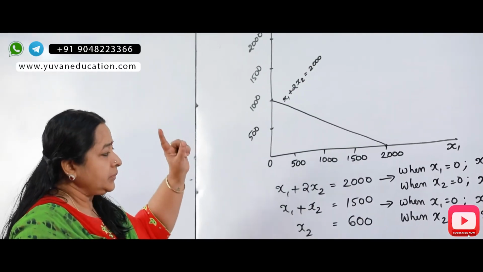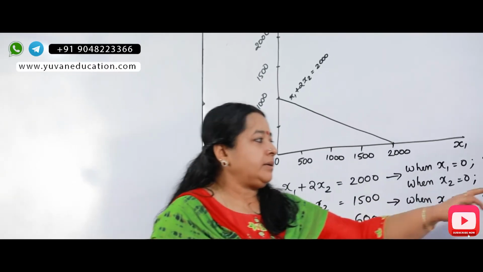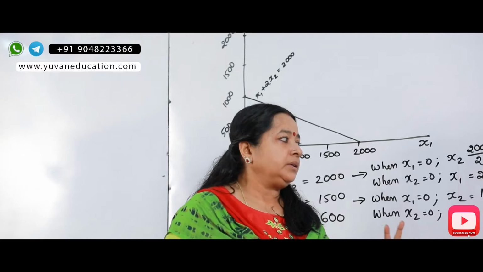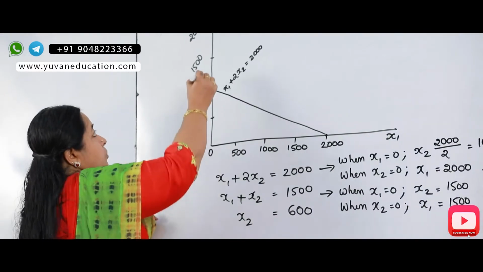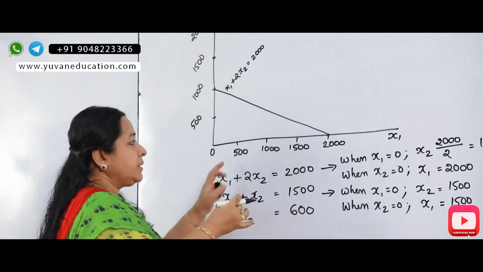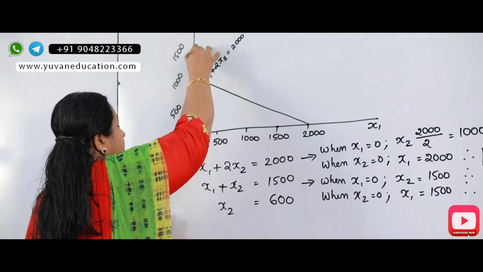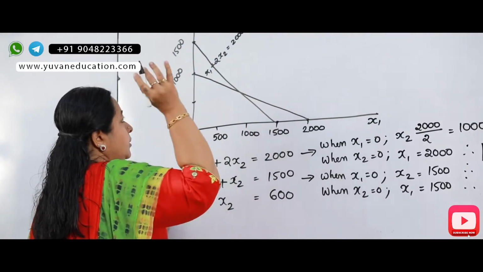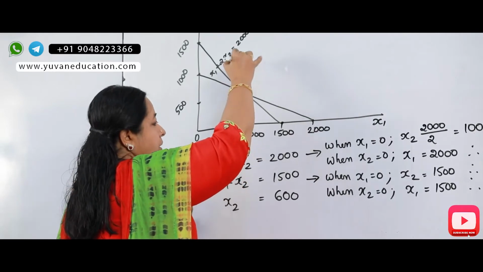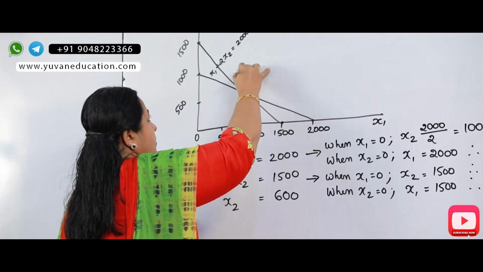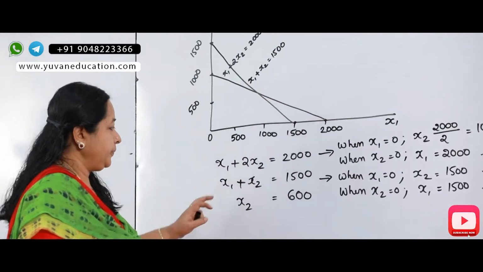Okay, then the next constraint. The points are 0, 1,500 and 1,500, 0. So very easy. 0, 1,500 here, 1,500, 0 it is here, then put one line. This line is called x1 plus x2 is equal to 1,500.